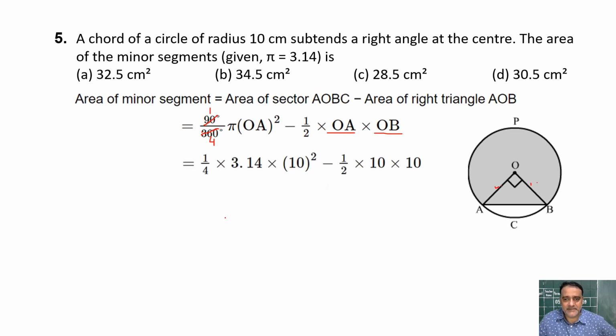So we are getting this one. So the area of triangle is 50 and this is 314 divided by 4, 78.5. So 78.5 minus 50. So final answer is 28.5 centimeter square. So which option is the correct one? Option C. Option C, right.